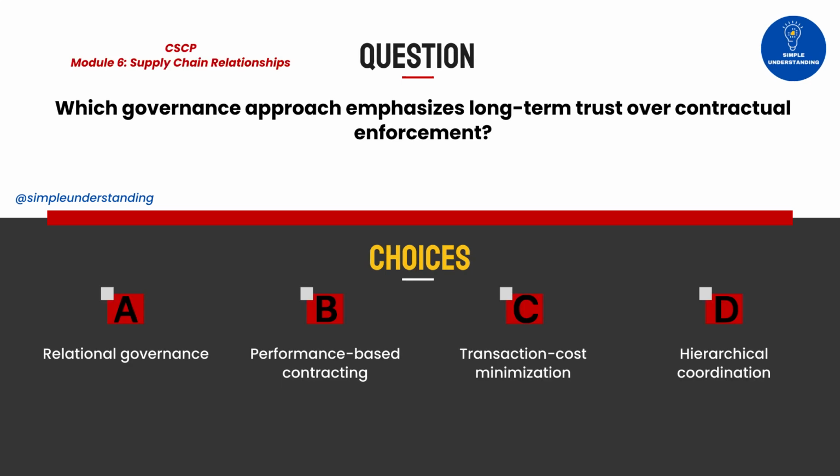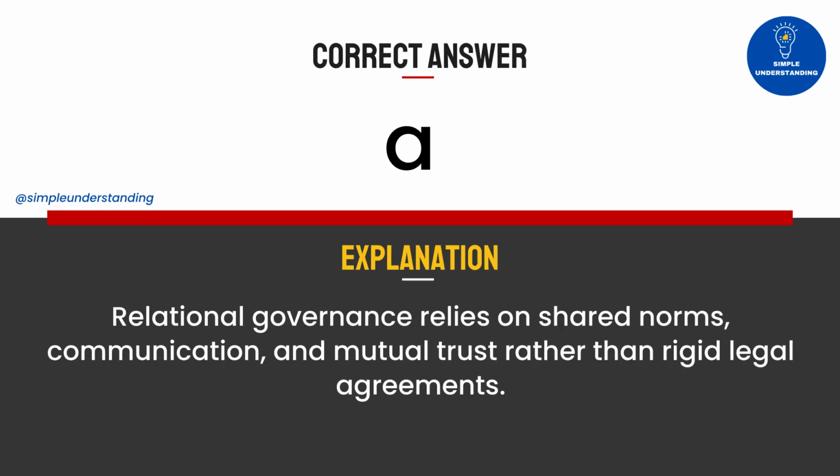8. Which governance approach emphasizes long-term trust over contractual enforcement? A. Relational governance. B. Performance-based contracting. C. Transaction cost minimization. D. Hierarchical coordination. Correct answer: A. Explanation: Relational governance relies on mutual understanding and cooperation instead of legal enforcement to manage relationships.